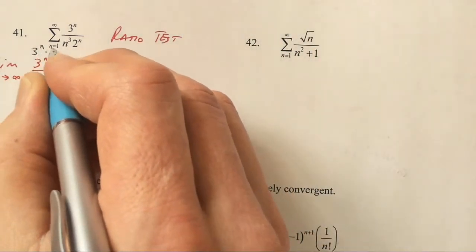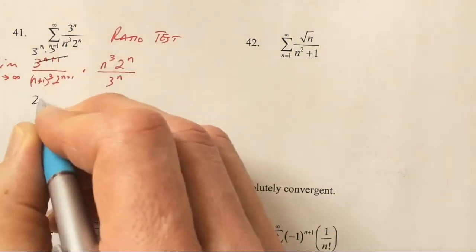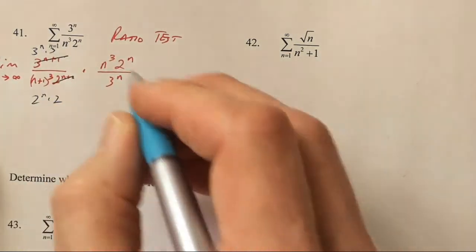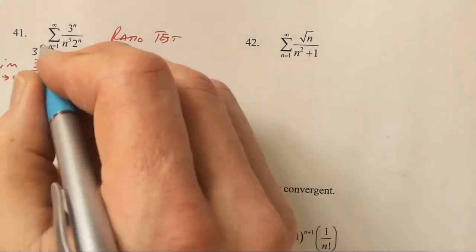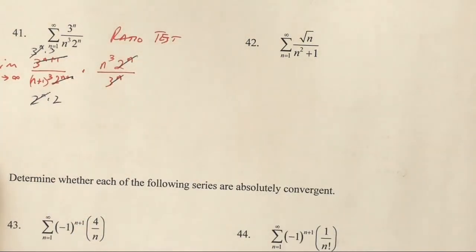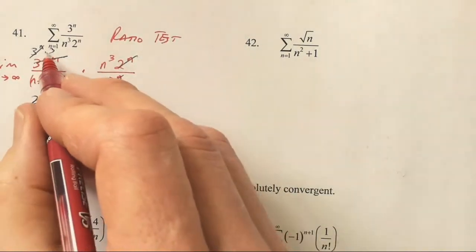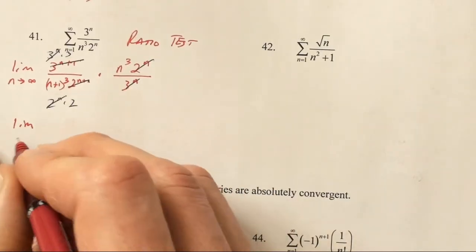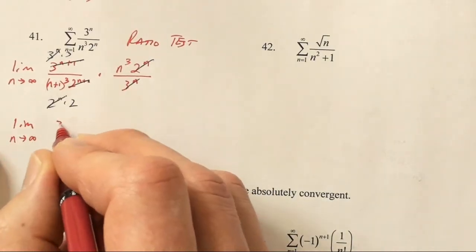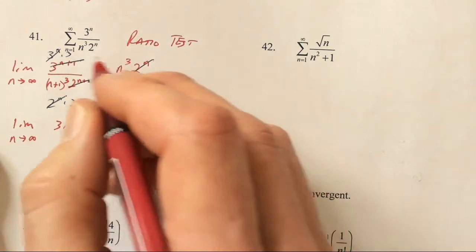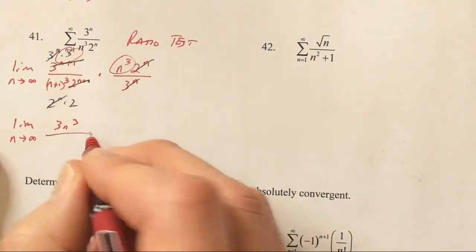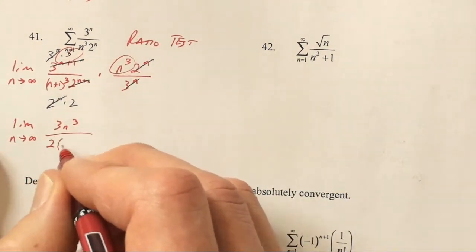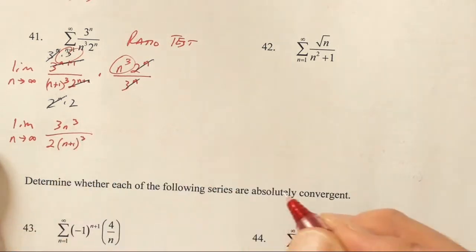This is 3 to the n times 3. This is 2 to the n times 2. The 2 to the n's go out. The 3 to the n's go out. And we are left with 3n cubed. So we have the limit as n approaches infinity, 3n cubed in the numerator, and 2 times the quantity (n plus 1) cubed in the denominator.